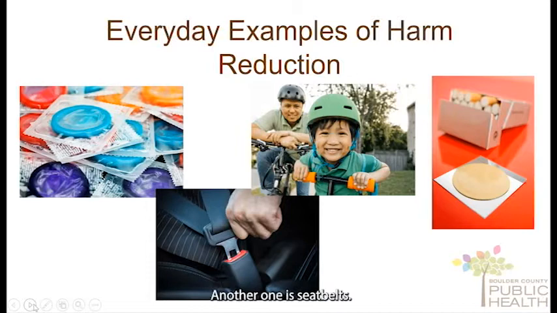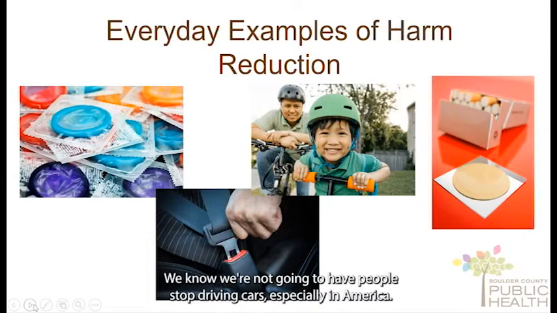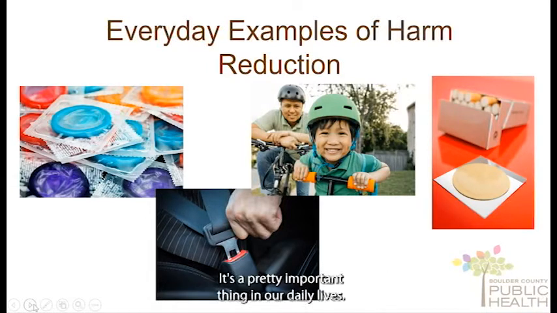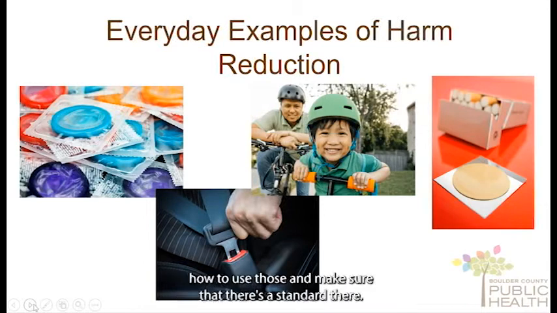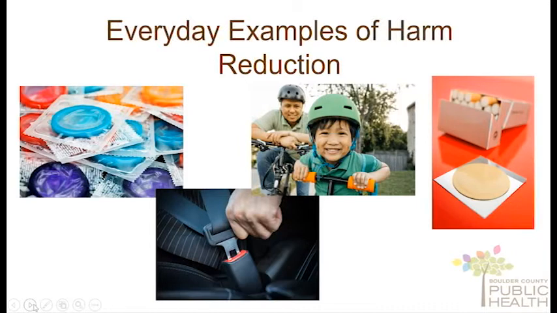Another one is seatbelts. We know we're not going to have people stop driving cars, especially in America. It's a pretty important thing in our daily lives. But we can at least provide seatbelts, airbags, make sure that people know how to use those, and make sure that there's a standard there, and that can reduce the harm of getting in a car accident.